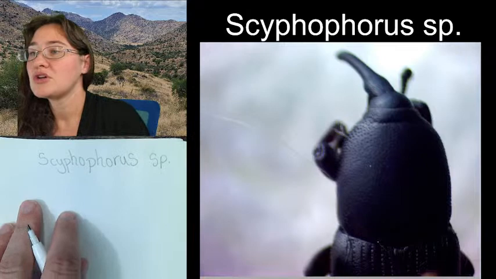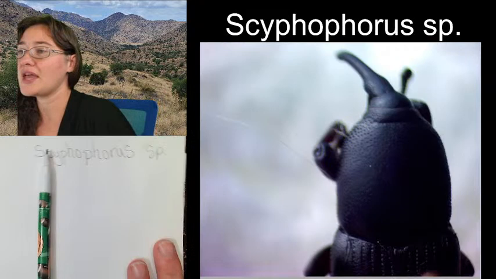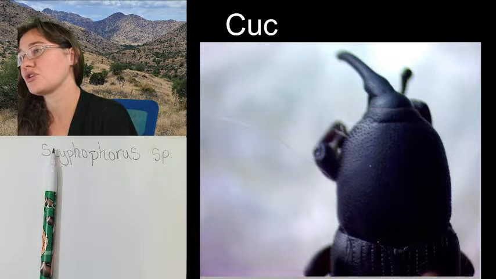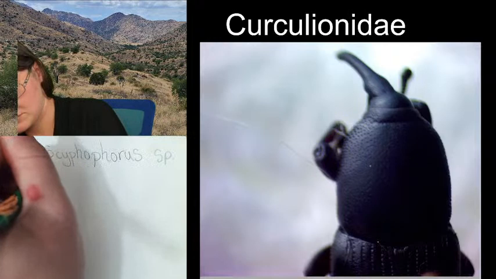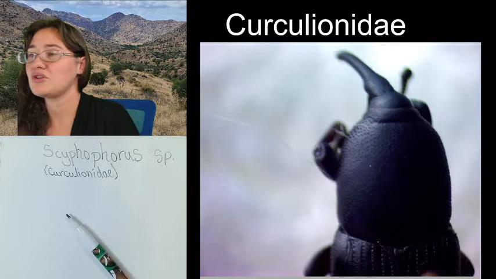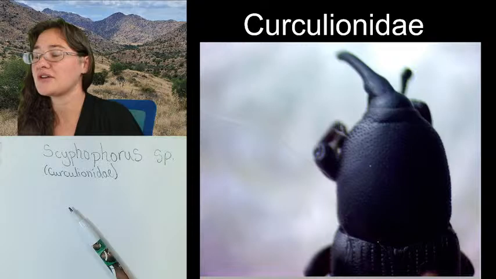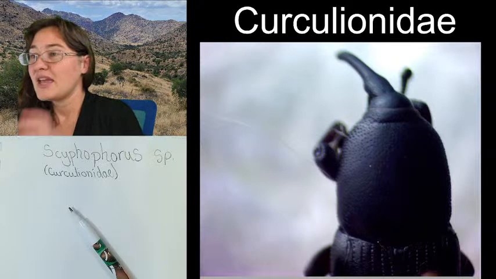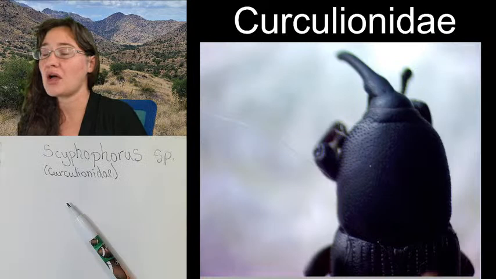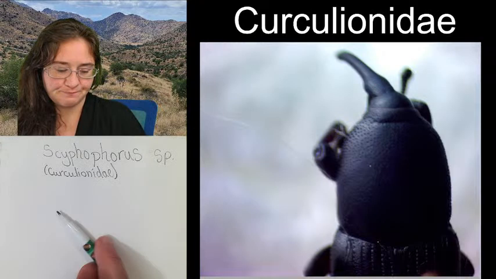So, we're looking at Sycophorus species. It's a weevil. And weevil's scientific name is Curculionidae. That's going to be the family name for all weevils, not only just in the U.S., but all weevils in the world. It is a huge family. There are many, many species of weevils. And then inside of the weevil family, you also have bark beetles. They're a special subfamily within weevils. But there are so many of them.